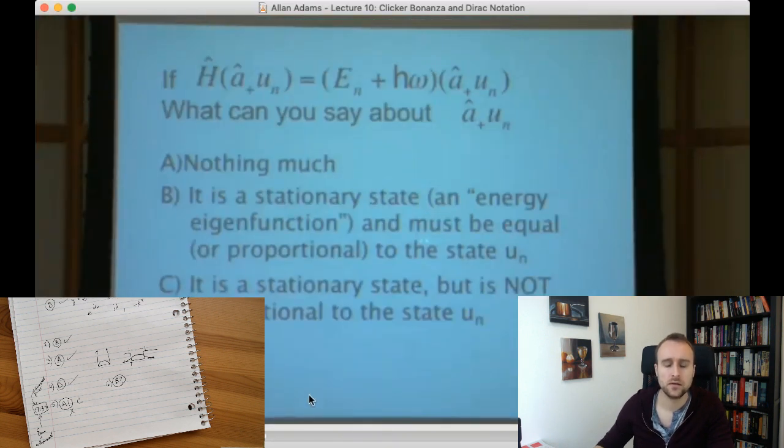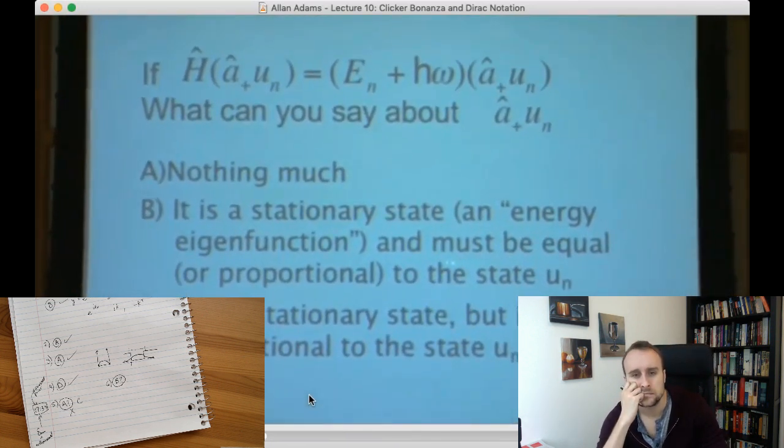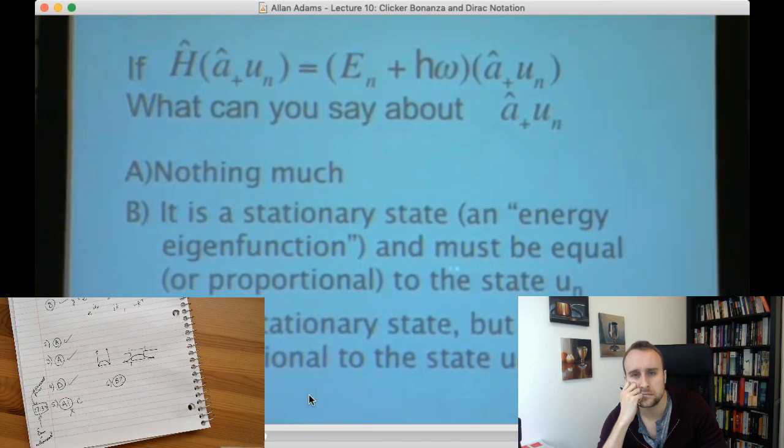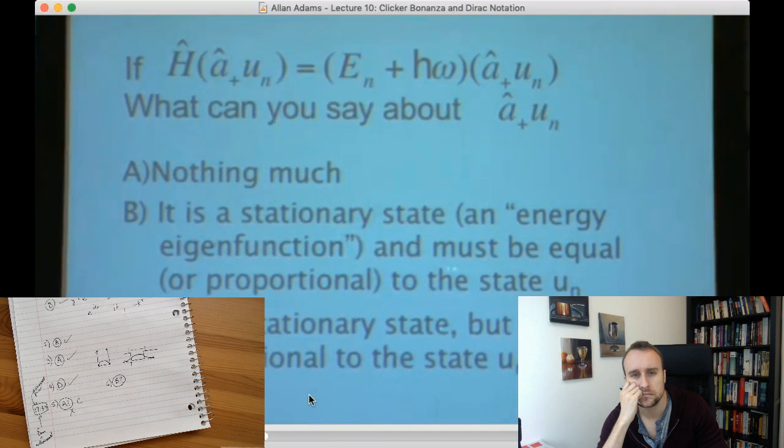So here's the next question. Let the Hamiltonian act on A dagger UN, which equals En plus H omega, that should be H bar, A dagger UN. What can you say about A dagger UN? What can one say?